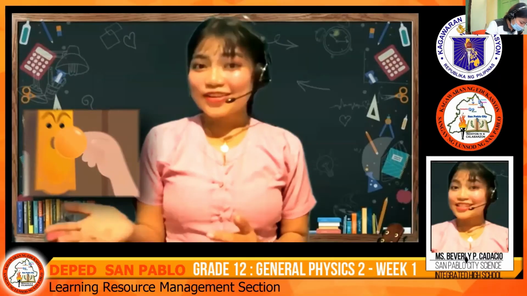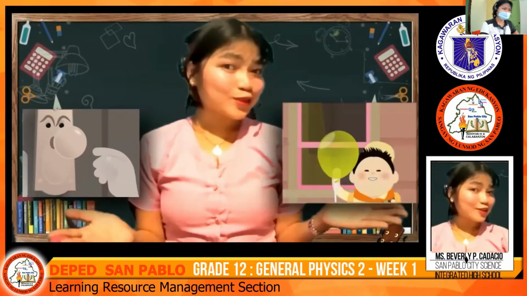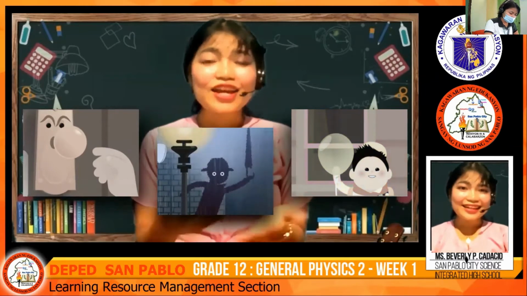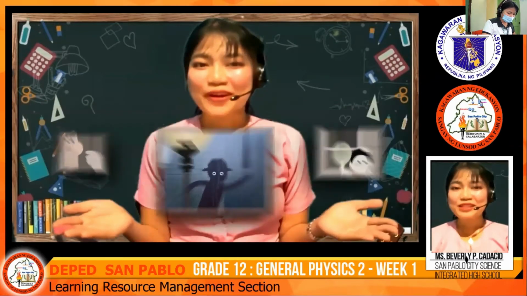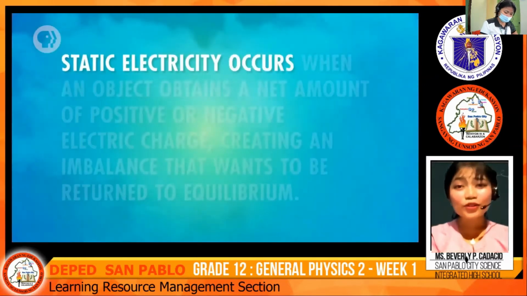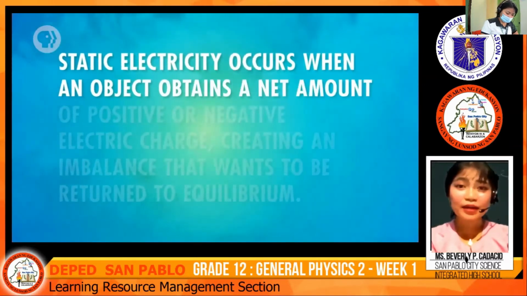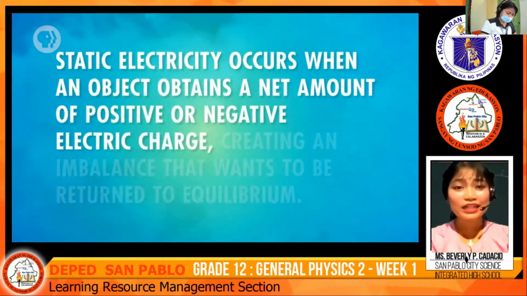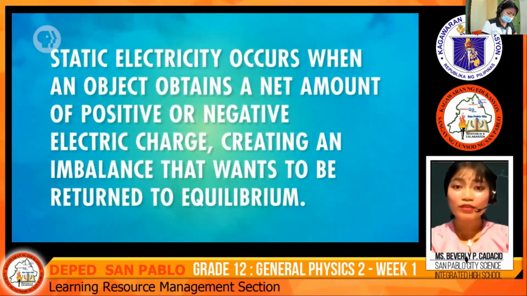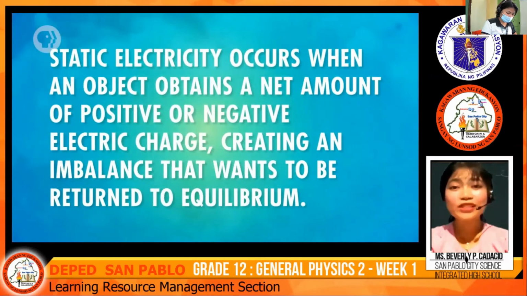The shock you get from a doorknob, the trick you used to do with a balloon to make your hair stick up, or of course, a lightning strike. They're all governed by the same principle, static electricity. Static electricity occurs when an object obtains a net amount of positive or negative electric charge, creating an imbalance that wants to be returned to equilibrium. Its effects aren't always as dramatic as lightning though.